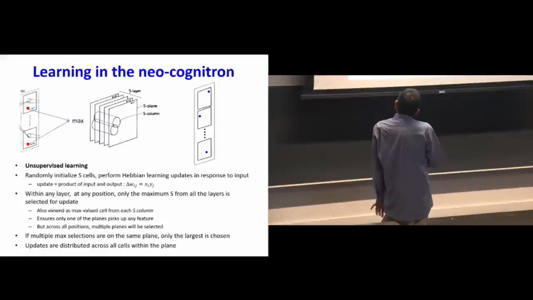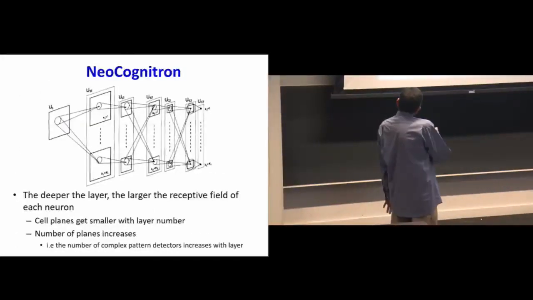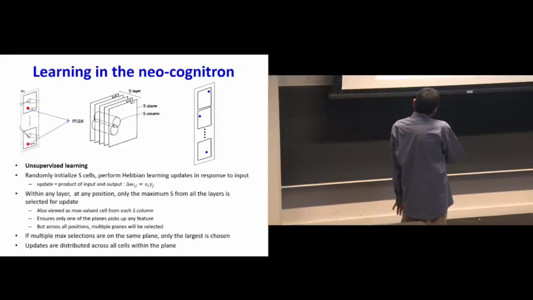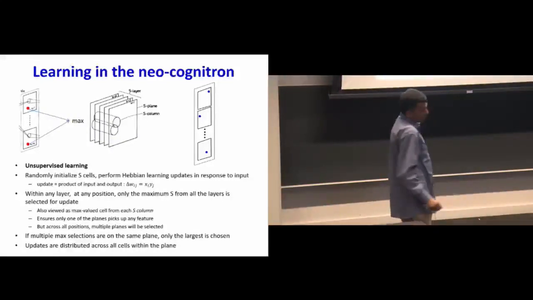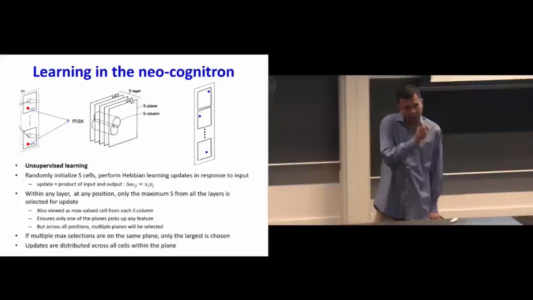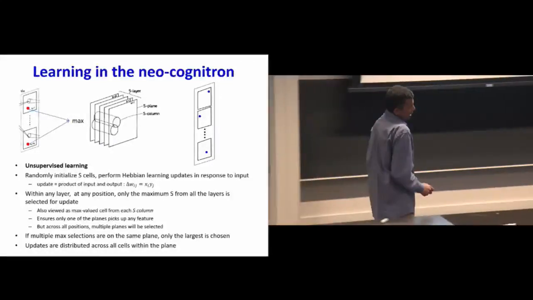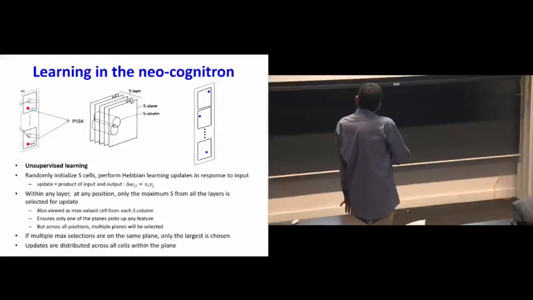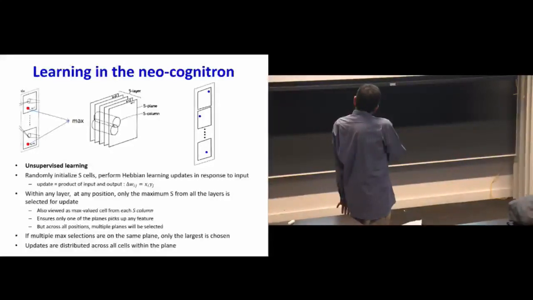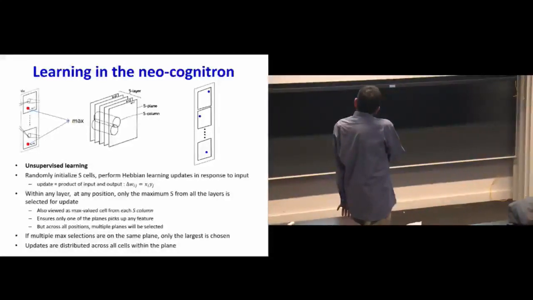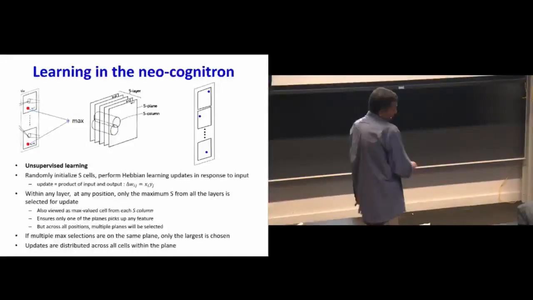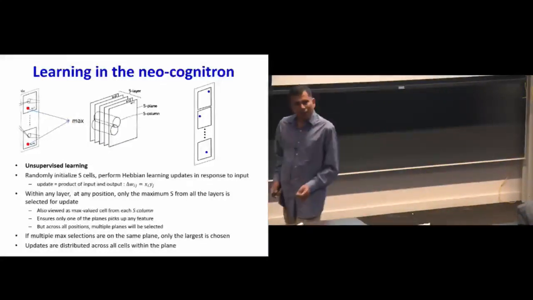And the way it would work is that within any layer, you have all of these planes, and you can just stack them up in one pile. And at this position, the entire position is going to be responding to some corresponding region in the previous layer. So you'd pick only the largest response at that position and apply Hebbian learning for the corresponding weight, and then share it across all of the layers.